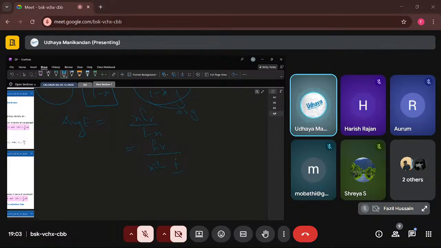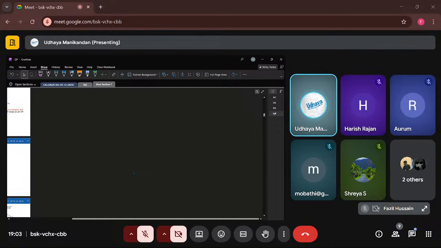So what happens? h nu by x inverse minus 1. Why did that happen? Because x was negative, e power minus h nu by kT. Now it becomes e power plus h nu by kT. So I substitute e power plus h nu by kT minus 1. Easily, right? So this was the average energy of each oscillator. Easily we derive that. Now we have to find the total energy.